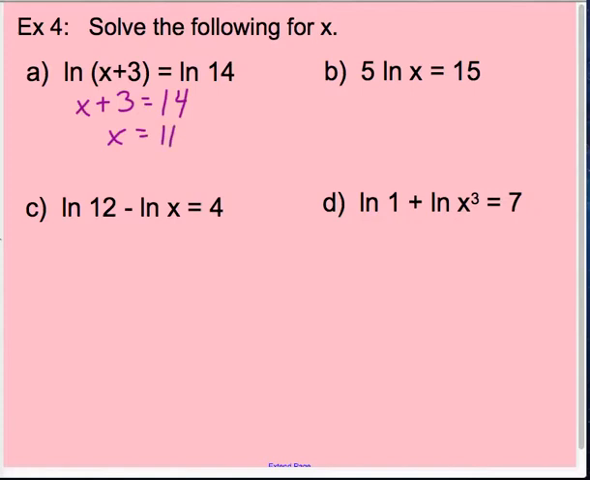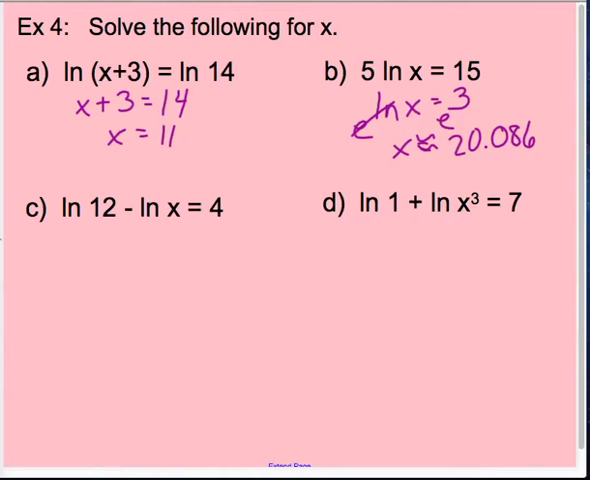Over on B, I want to isolate the natural log first, so I'm going to divide both sides by 5. And then in order to cancel the natural log, I basically take e of both sides, so the e and the natural log cancel. So e to the third power is about 20.086.